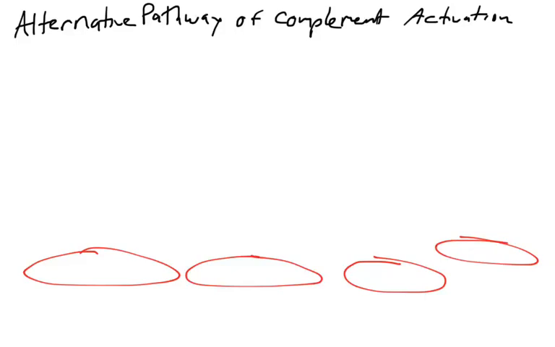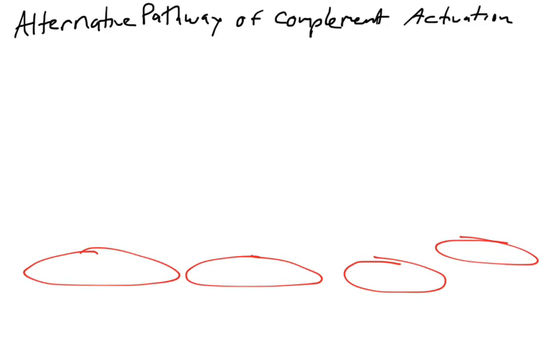So let's start with the alternative pathway of complement activation. This pathway can happen within minutes of becoming infected by a pathogen. So if a pathogen enters one of your organs and is present in your interstitial fluid, or if a pathogen is in your bloodstream or your lymphatic fluid, all of these places have the proteins required to activate the alternative pathway of complement activation. So let's go through it.